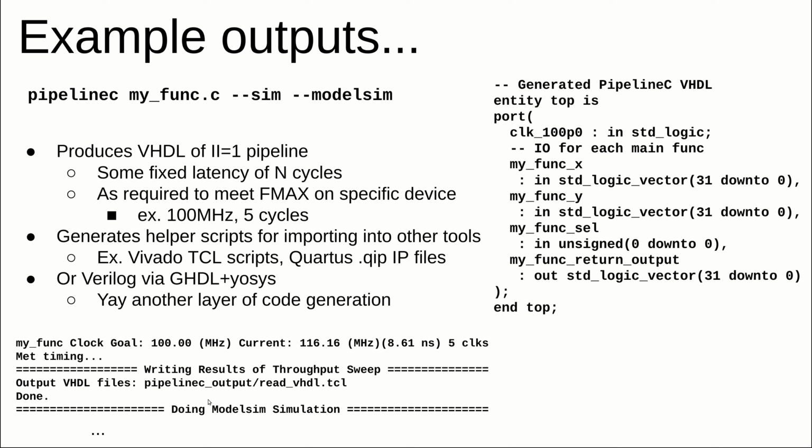Anyway, at the bottom here is showing what the tool outputs text-wise: the description of your function, what you targeted, what it ended up reaching. In this case, it took 5 clock cycles to do that. The multiply, the add, and that bit of select with the mux were all split across 5 clock cycles to meet timing, and then it gave you a Tcl script here with the VHDL files. We're starting simulation next.